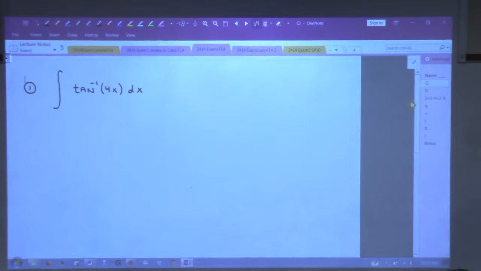Let's see how many of these we could do, and we're not even going to do them. We're just going to talk about what to do. Anyone know what to do on this one? Integration by parts. What's u? The arc tan of 4x. dv? dx. This one, that's your u sub, what's your u? x squared minus 1. Derivative of that is 2x.